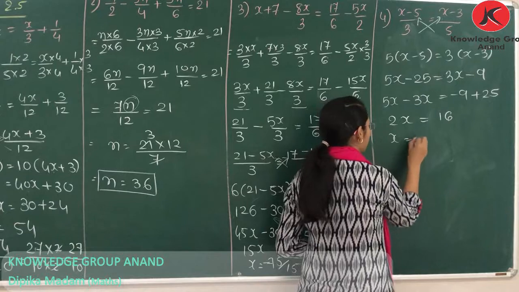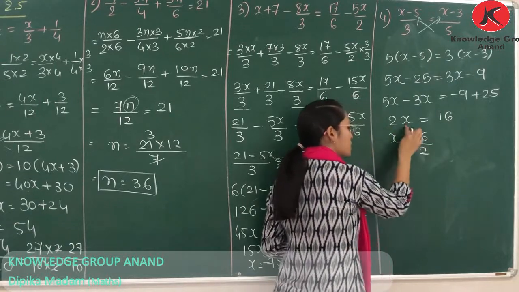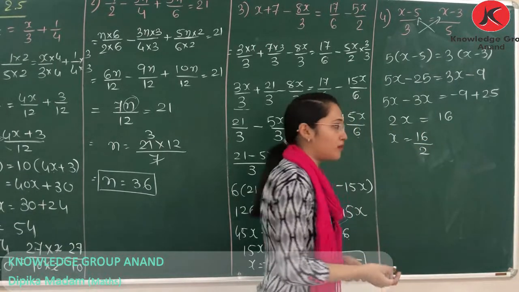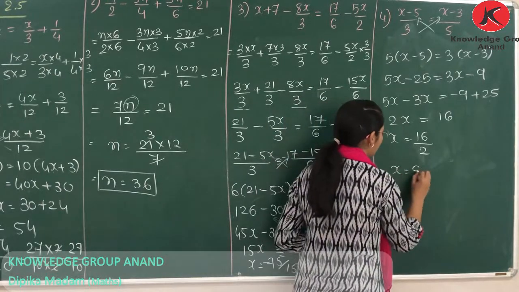Now 2 is in a multiplication, so on right side it becomes division. x is equal to 8.